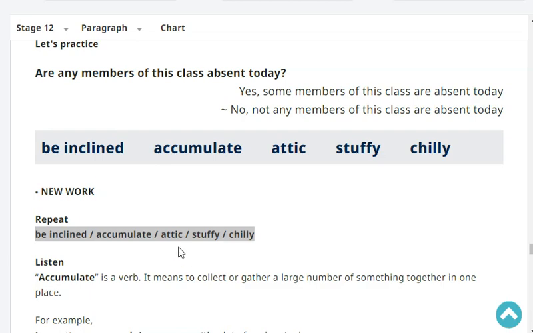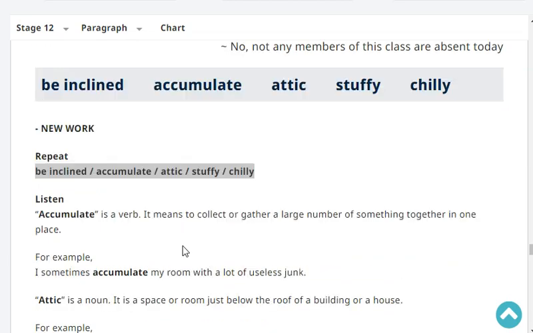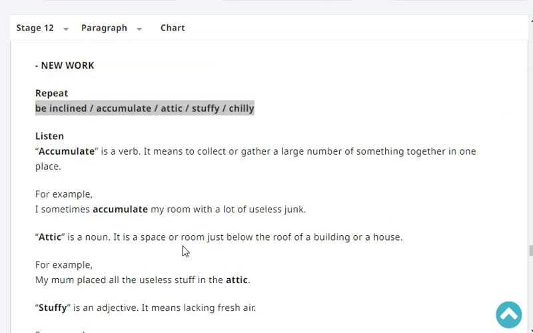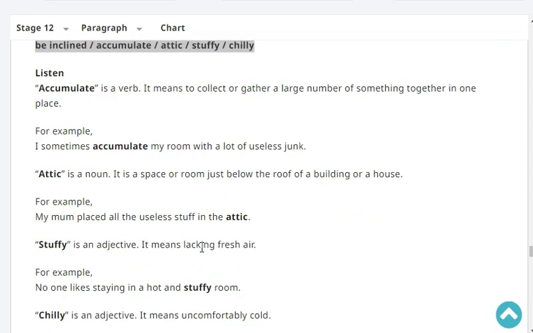Okay, listen. Accumulate is a verb. It means to collect or gather a large number of something together in one place. For example, I sometimes accumulate my room with a lot of useless junk. Attic is a noun. It is a space or room just below the roof of a building or house. For example, my mom placed all the useless stuff in the attic.